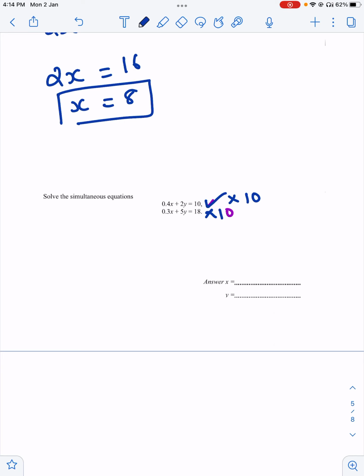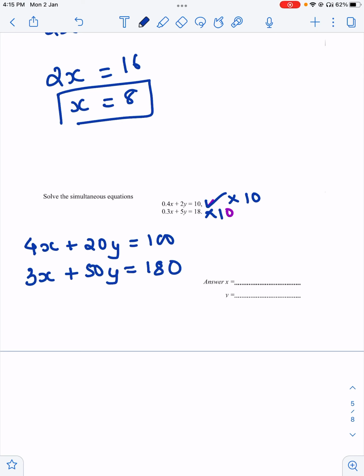See what happens. 0.4 into x, 4x, 2y into 10, 20y, 10 into 10, 100. 0.3x into 10, 3x, plus 5y into 10, 50y is equal to 18 into 10, 180. Don't worry, even if the equation is becoming bigger.